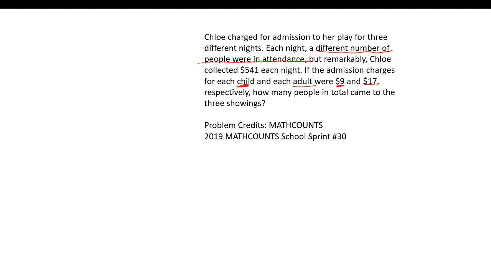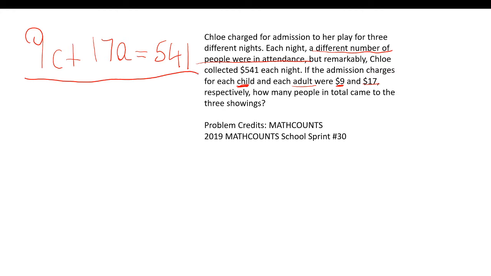So basically, each night there are kids and there are adults attending. For each child it costs $9, for each adult it costs $17, and for one night, it costs $541. Of course, here's what we have. We can build an equation: 9C, where C is the number of children, plus 17A, where A is the number of adults, is equal to $541. This is our equation, the first part of the problem.